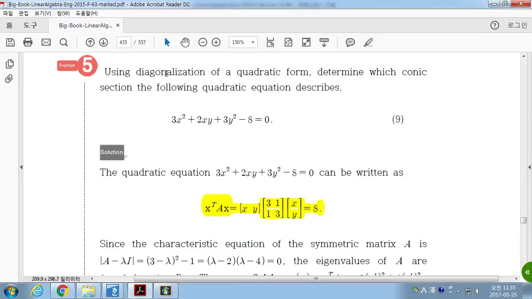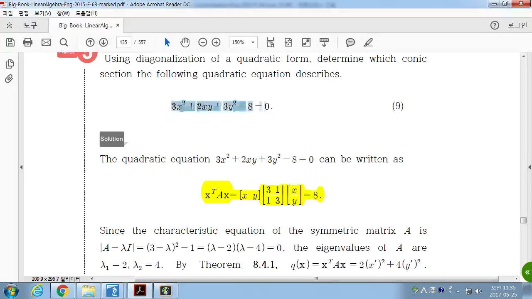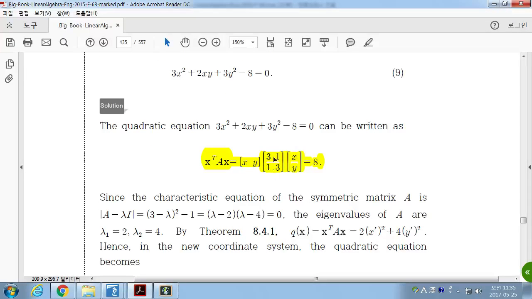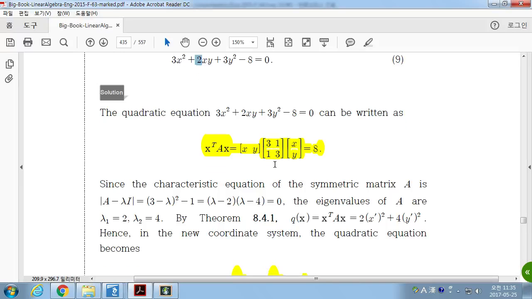Then, using the diagonalization of the quadratic form, determine which conic section the following quadratic form describes. From here, we can rewrite it in quadratic form. So we have a symmetric matrix. Here, the 3 and 3 are A and C, and the 2 is here, so half of this, 1 and 1, are here. This is a matrix A.